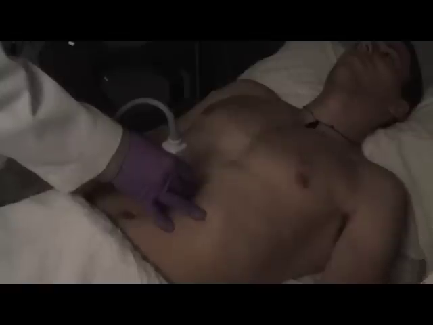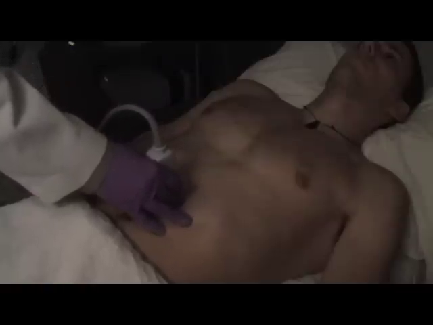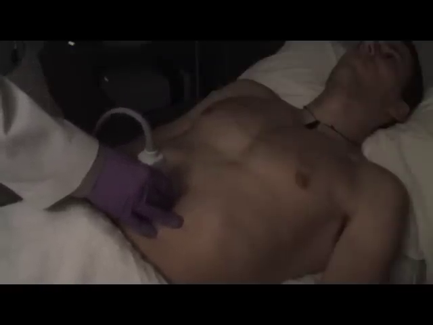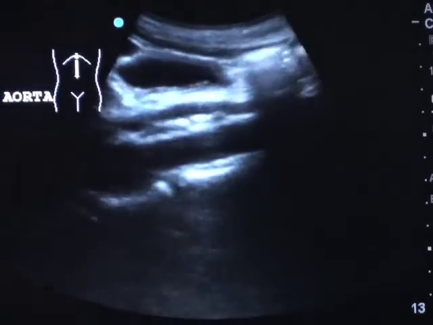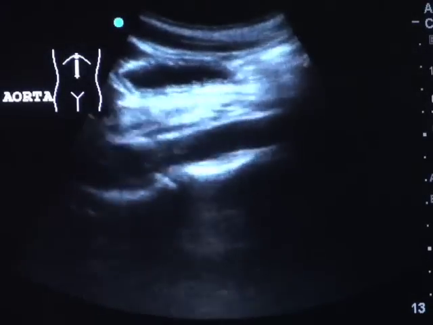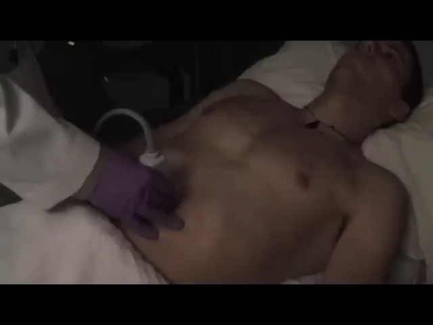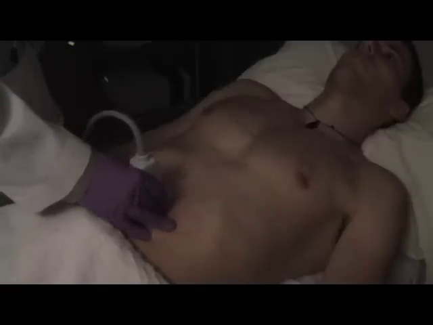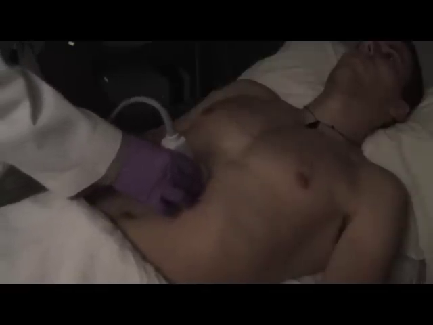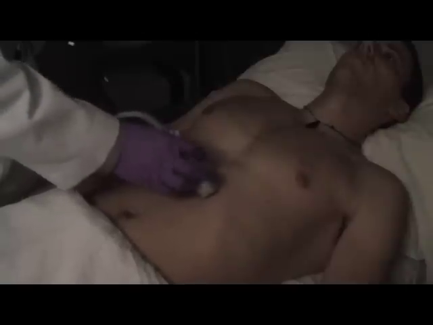And viewing this in long axis, as we see from Dr. Adkins' hand, he has a grip on the probe with two fingers balancing himself, and he can walk down the abdominal aorta in a long axis. We can also interrogate the aorta in a transverse plane, turning the probe pointed to the patient's right.